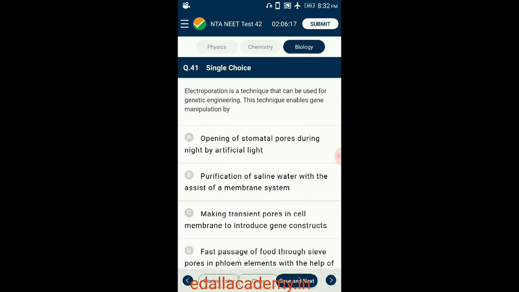Electroporation is a technique that can be used for genetic engineering. This technique enables gene manipulation. Electroporation is the process where electric energy is passed through the living tissue surface, causing the appearance of pores on the membrane, which can then be used to pass biological material easily. This way we can introduce the gene of interest. So the answer for this question is option C, making transient pores in the cell membrane to introduce the gene constructs. So the correct option is C.